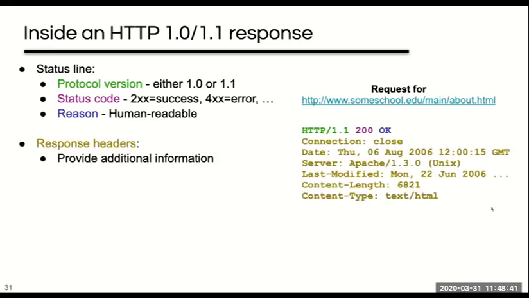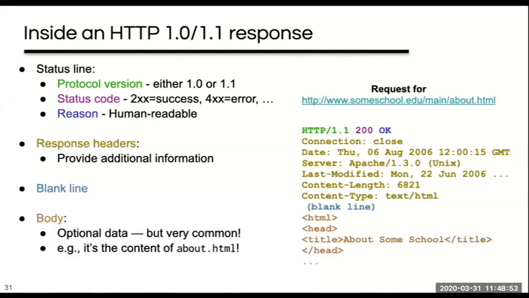Then we've got response headers that provide additional information. Like you can see, it shows the date here. It shows what server was used to serve this, and so on. Then there's a blank line. And then you've got the body of the response, which is, again, optional, but it's really common. In this case, it's going to be the HTML of about.html, the file that we requested.